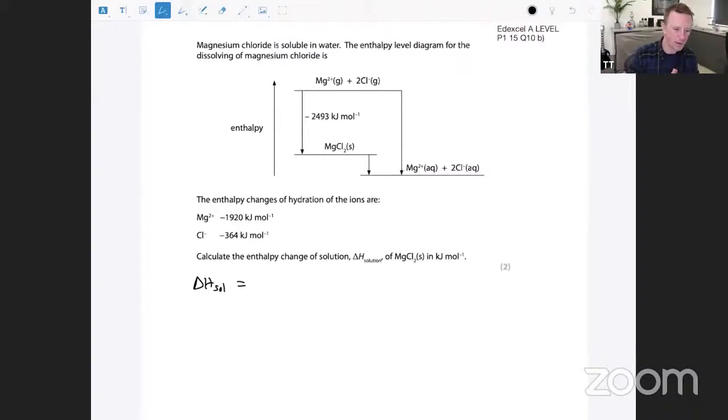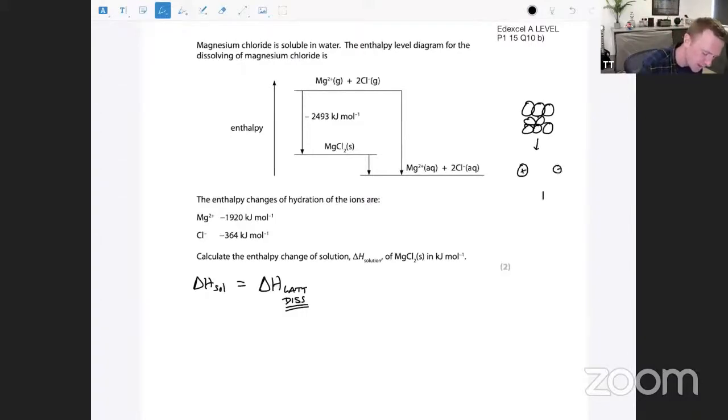Dissociation plus total hydration. Delta lattice dissociation plus delta hydration. Yep, good. Both different ways of saying the same thing. So this is delta H lattice dissociation. That's really important because when we take a solid salt like that, a bit of a GCSE diagram there, maybe even key stage 3, and we dissolve it, they separate out into the positive ions and the negative ions, like so, and you've got the water in between.